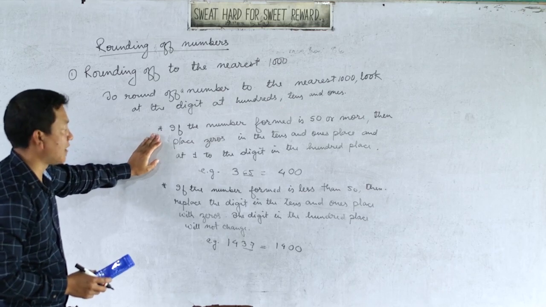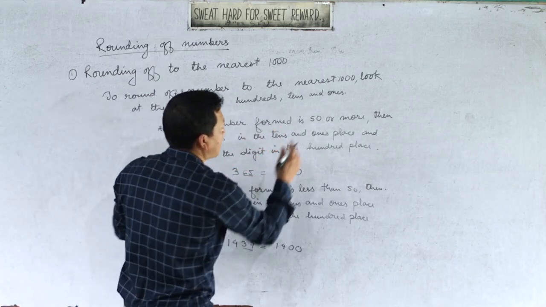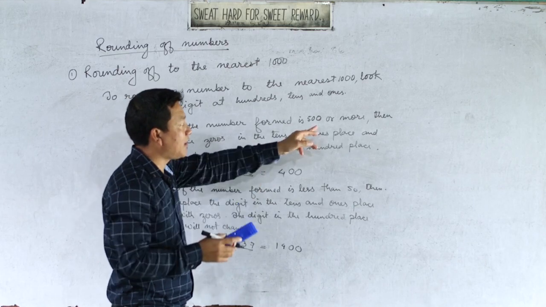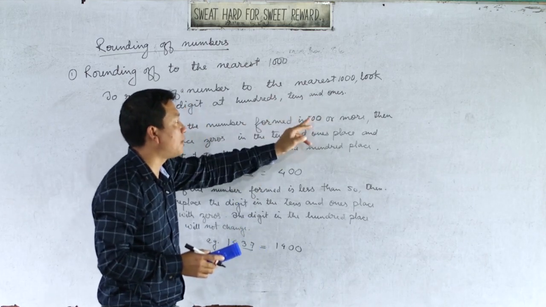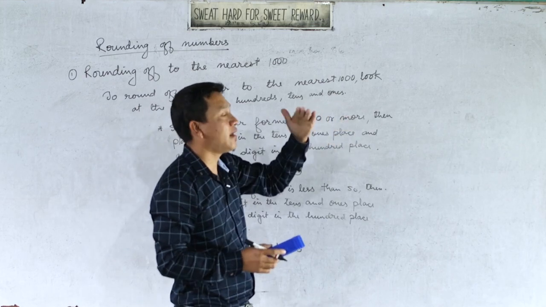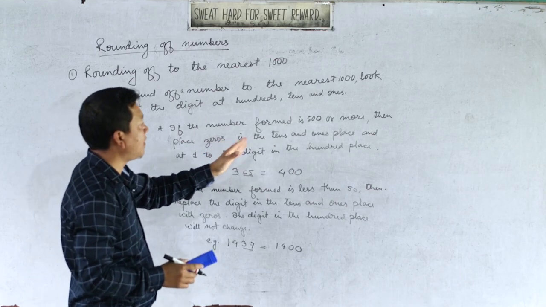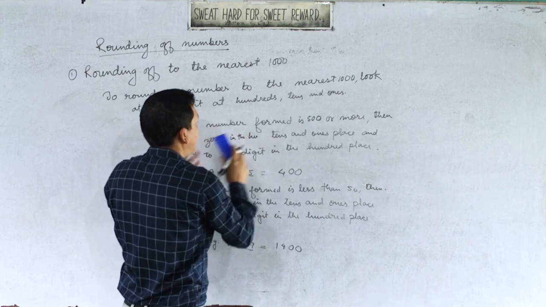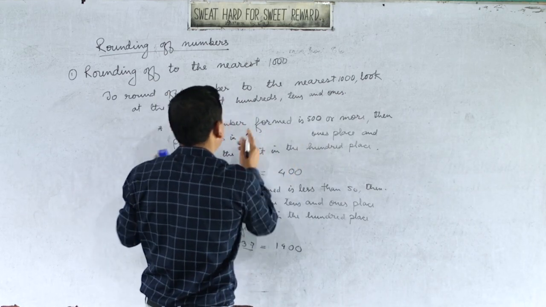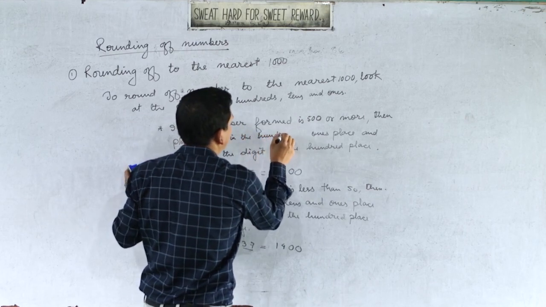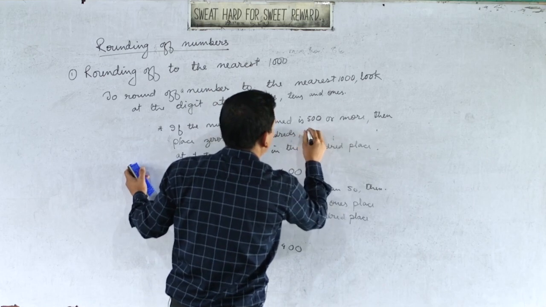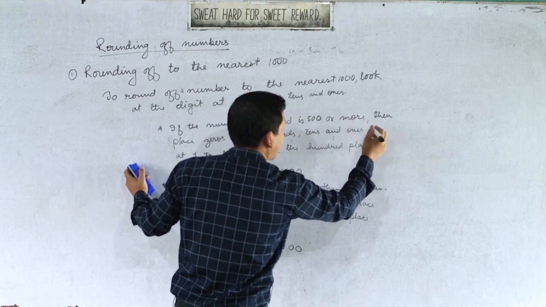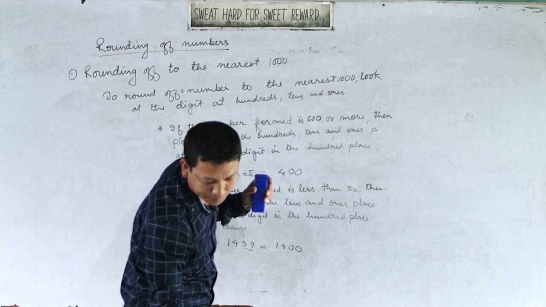If the number formed is 500 or more, then place 0 in the hundreds, tens, and ones place.